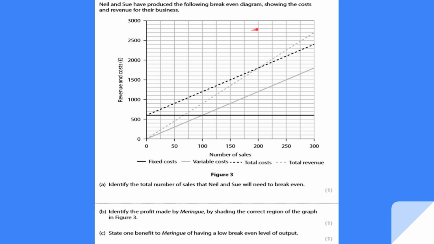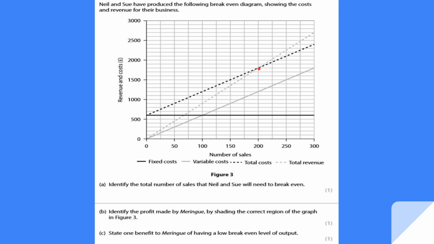Identify the total number of sales that Neil and Sue will need to break even. So we've got our total cost line, we've got our total revenue line here. Just make sure you follow the key carefully. You can see our fixed costs here, we can see our variable costs here. So our break-even point is here, and we can see that that is going to break even at 200 units. So they need 200 units or 200 sales there.